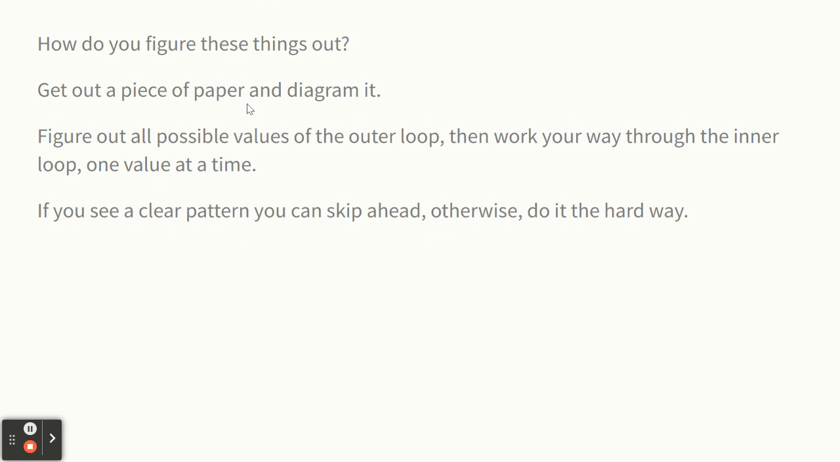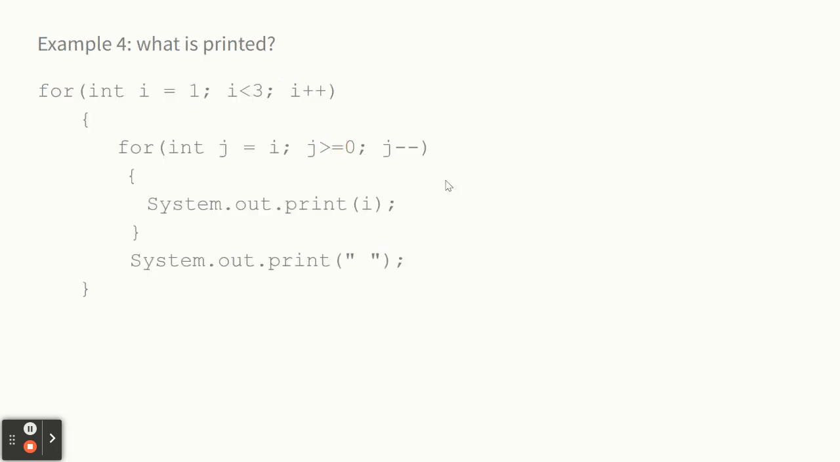What I just showed you. So figure out all the possible values of the outer loop, and then take one of them and do the inner loop, and then take another and do the inner loop. And sometimes you can see a pattern and go, oh, I can see, we're just making a bunch of dots or stars, and I can figure this out. But otherwise, sometimes you got to just do it the hard way. It's okay. Any questions? So really, this wasn't anything new.